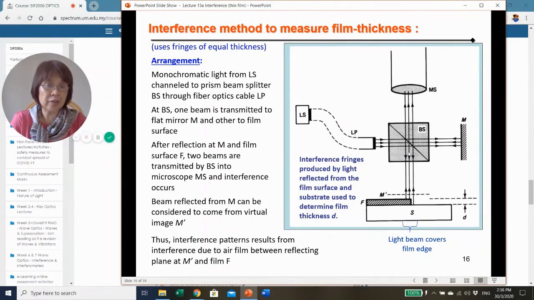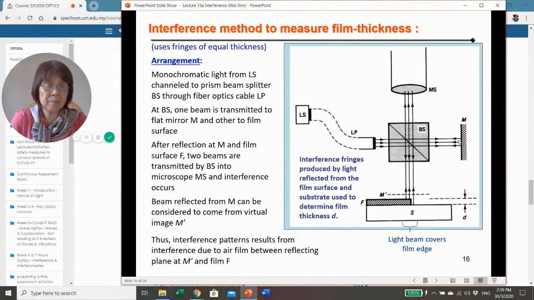And over here, this beam that was reflected at the beam splitter now will then fall onto the arrangement of the substrate, and it is preferable to let it fall at the point where there is that change in thickness of the film. There's the film edge with the substrate, and then it gets reflected back.